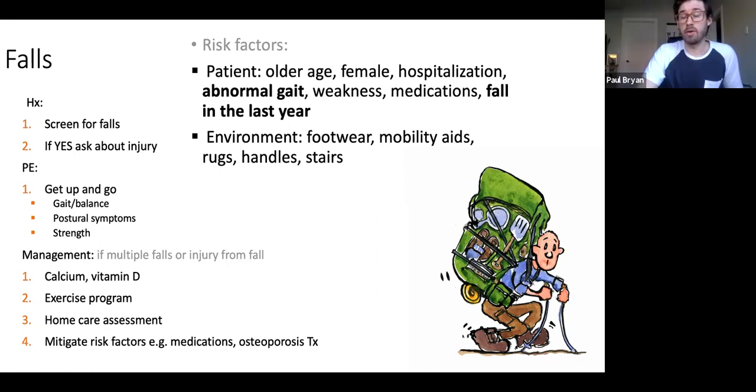And then know your ADLs and IADLs, how to recognize when those are impaired, and how to ask about them. You may have to ask about them as responses. Okay.